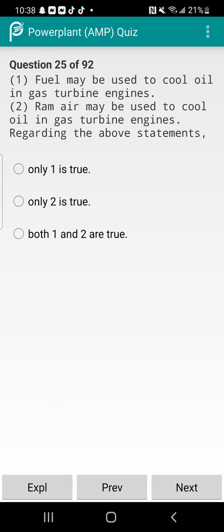Fuel may be used to cool oil in gas turbine engines. Ram air may be used to cool oil in gas turbine engines. Both 1 and 2 are true.